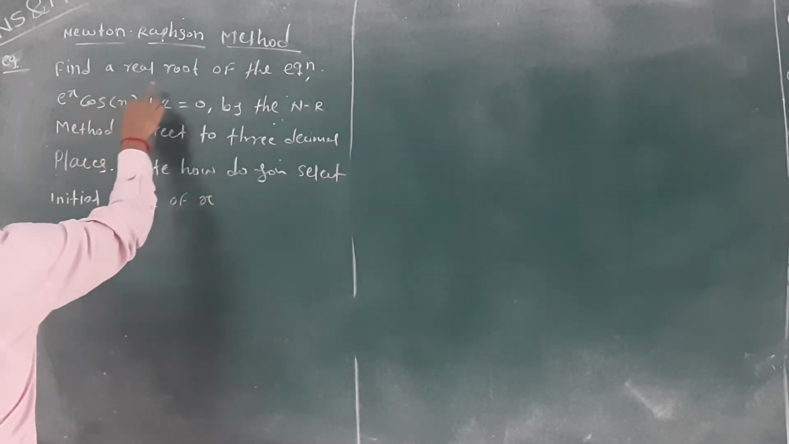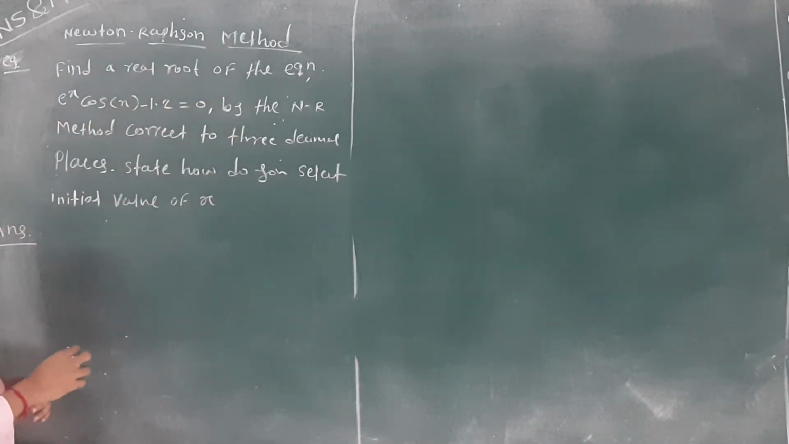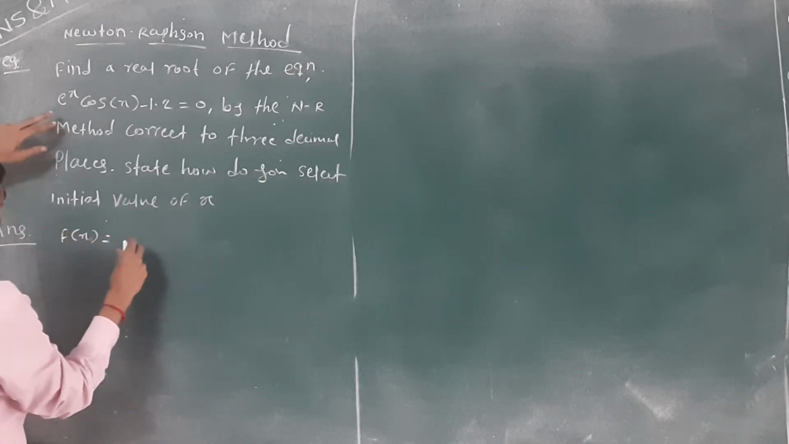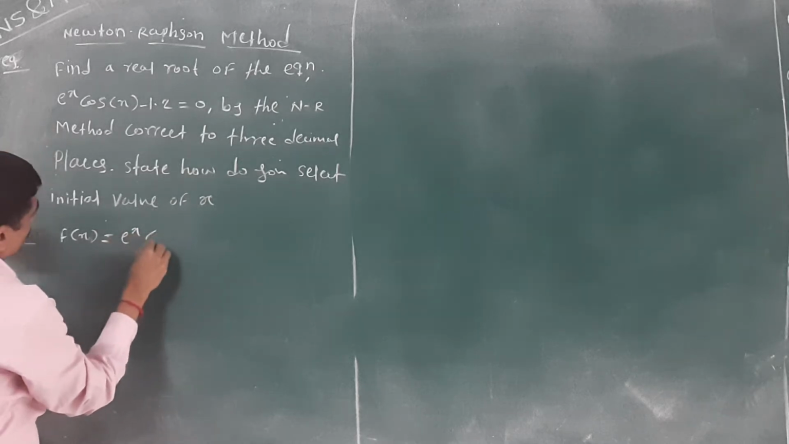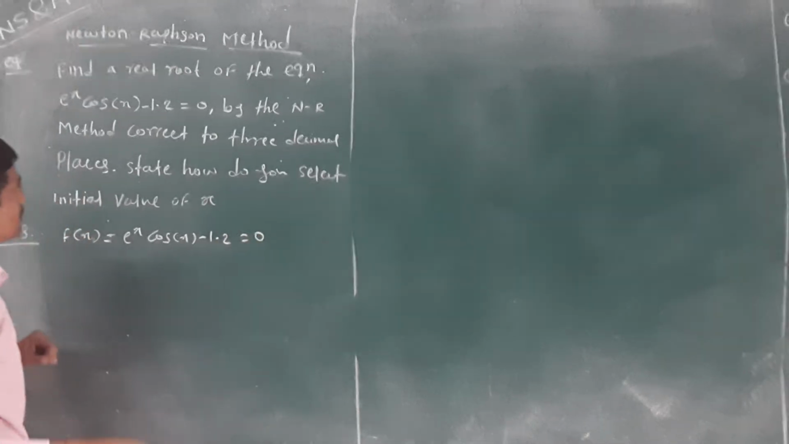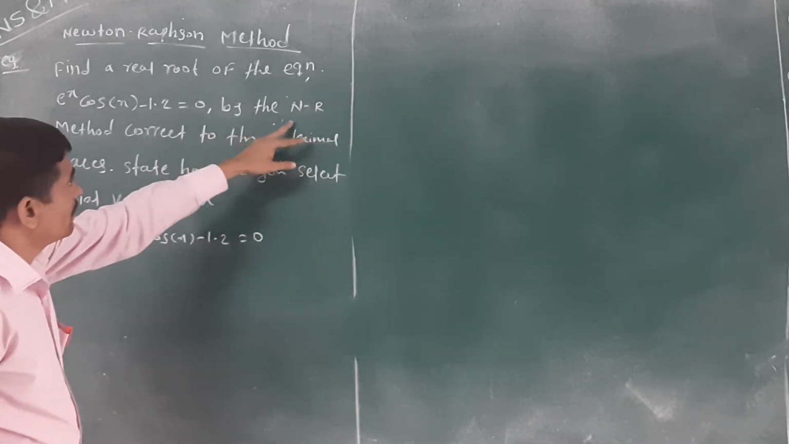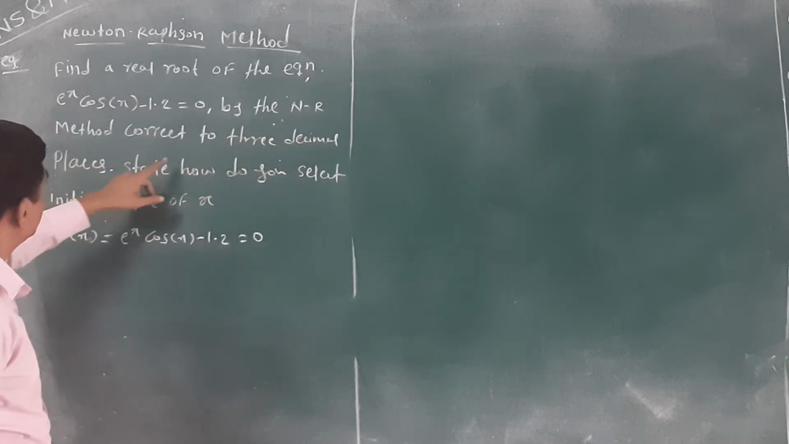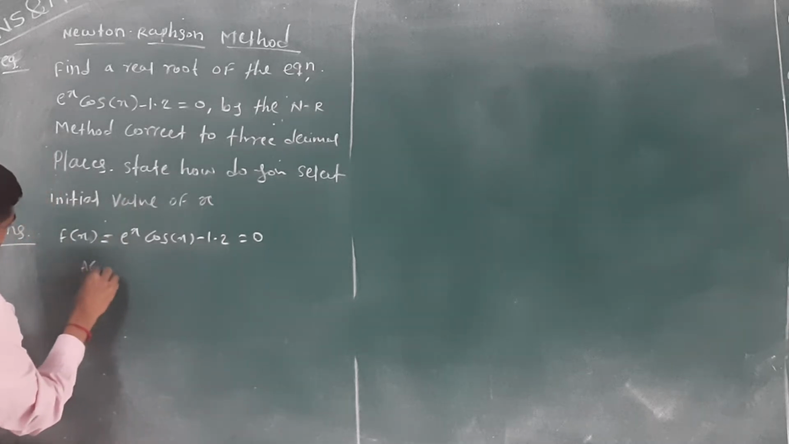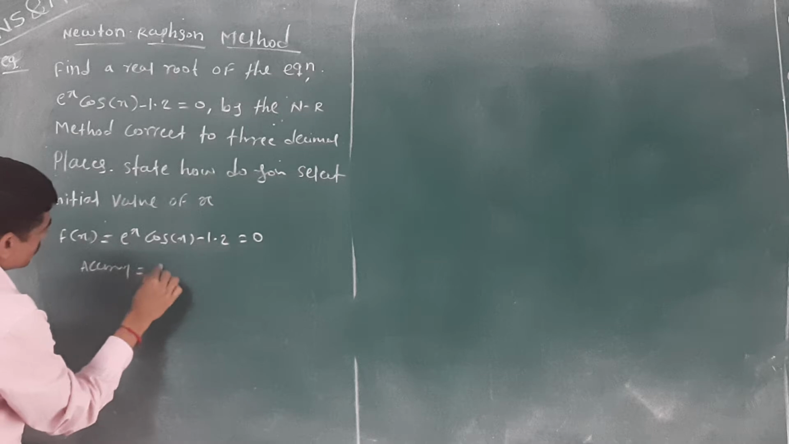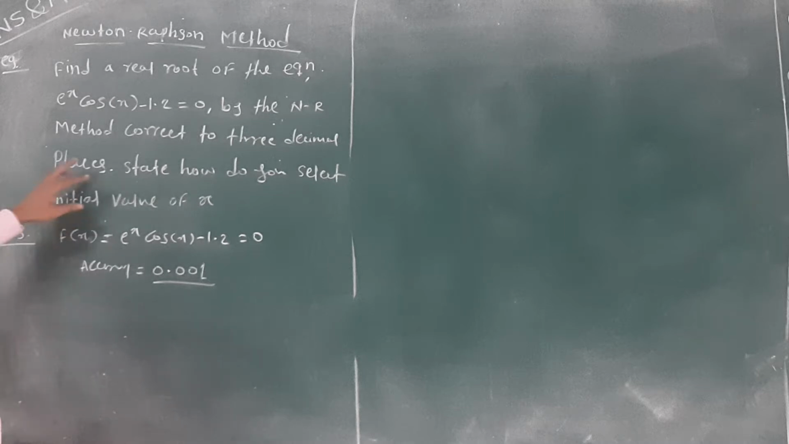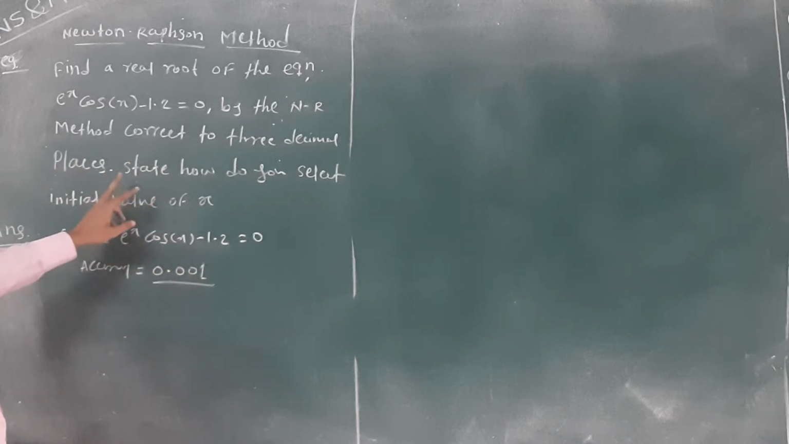See, what is given? Find a real root of the equation. The equation is given. I will write here f(x) = e^x cos x - 1.2 = 0, by the Newton Raphson method, correct to 3 decimal places. Means they have given the accuracy, 0.001. We want to check the accuracy, correct up to the 3 decimal places.